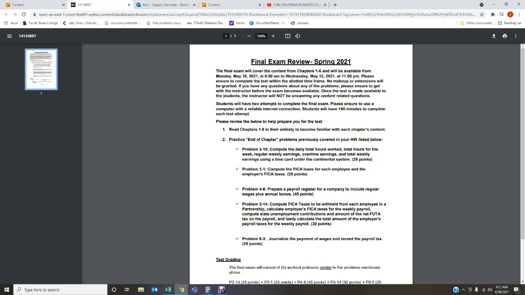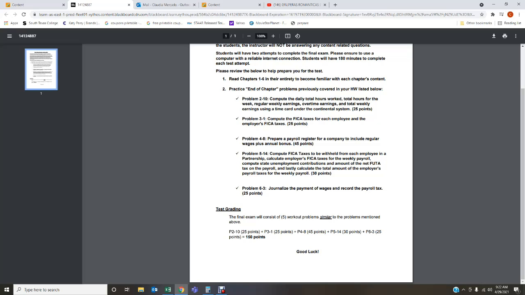And last but not least, we've got problem 6.3, which is journalize the payment of wages and record the payroll tax. That will be 25 points, okay? So for the test grading, each of the problems has outlined how many points they are, for a total of 150 points. That is how much your final is worth. That is 15% of your overall grade.